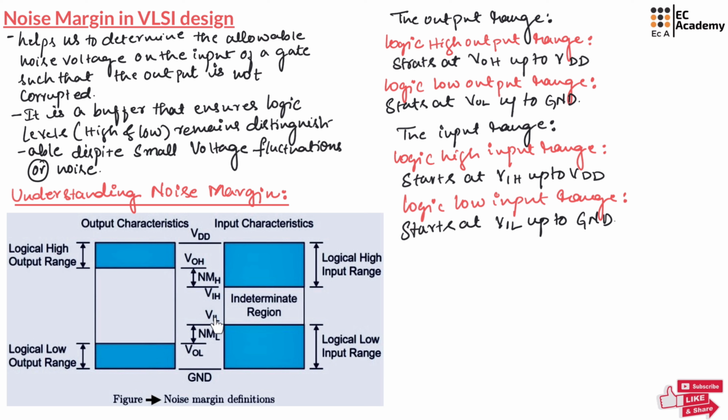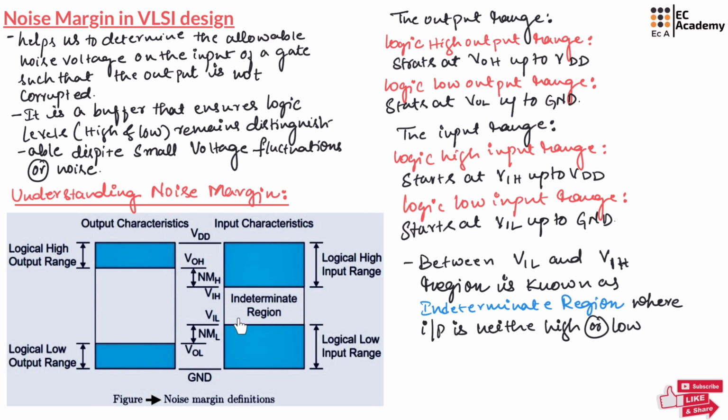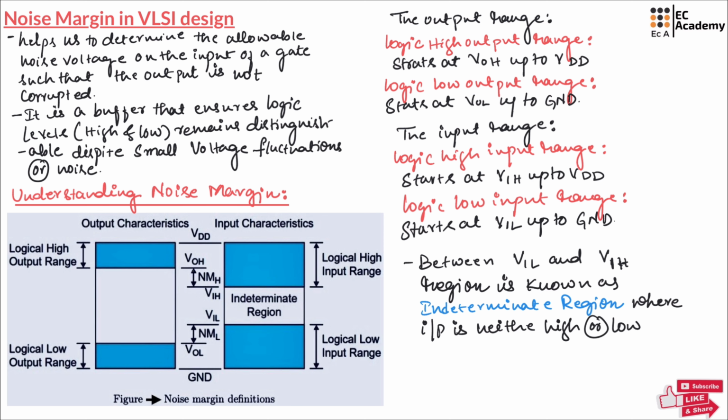Between VIL and VIH, there is a region known as the indeterminate region, where the input voltage is neither high nor low.